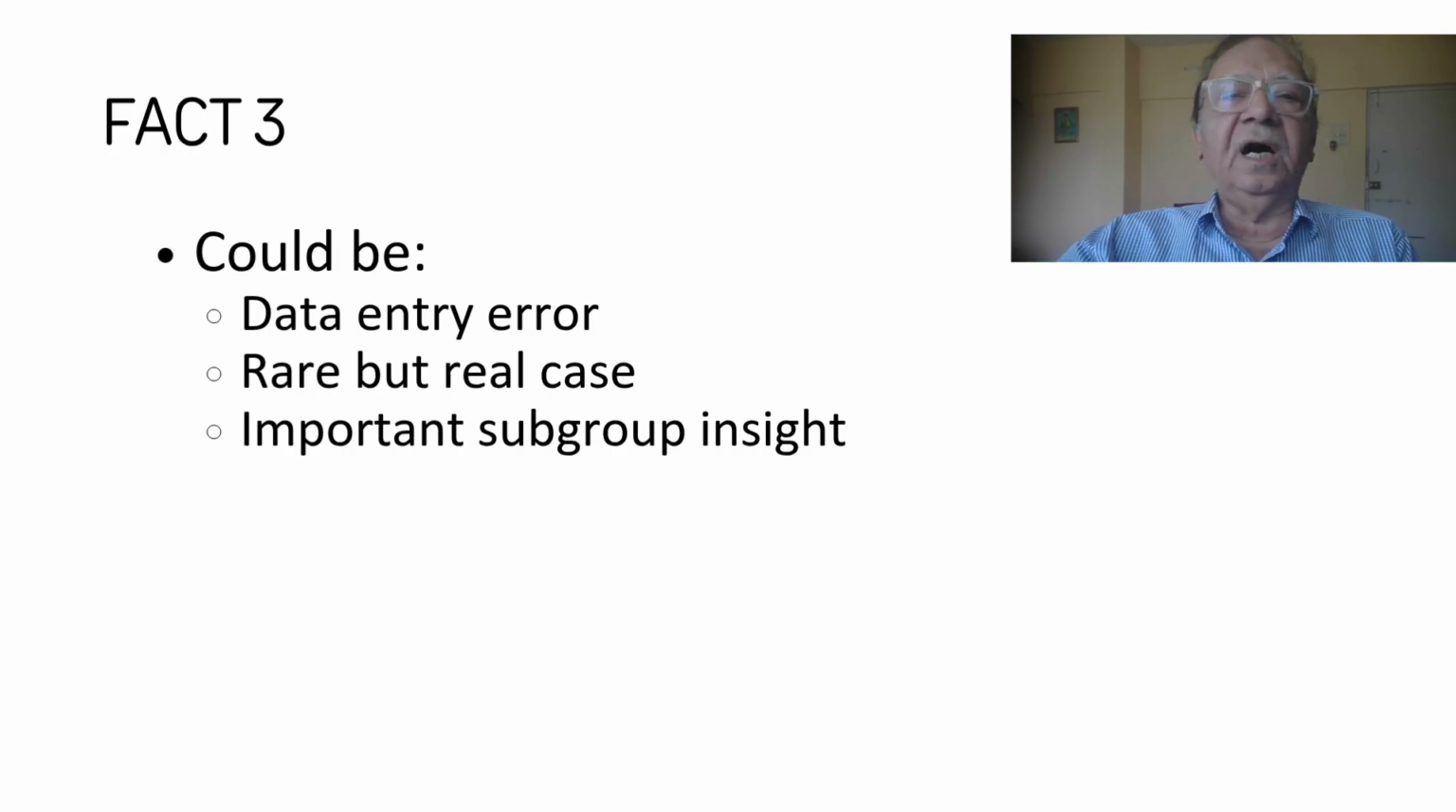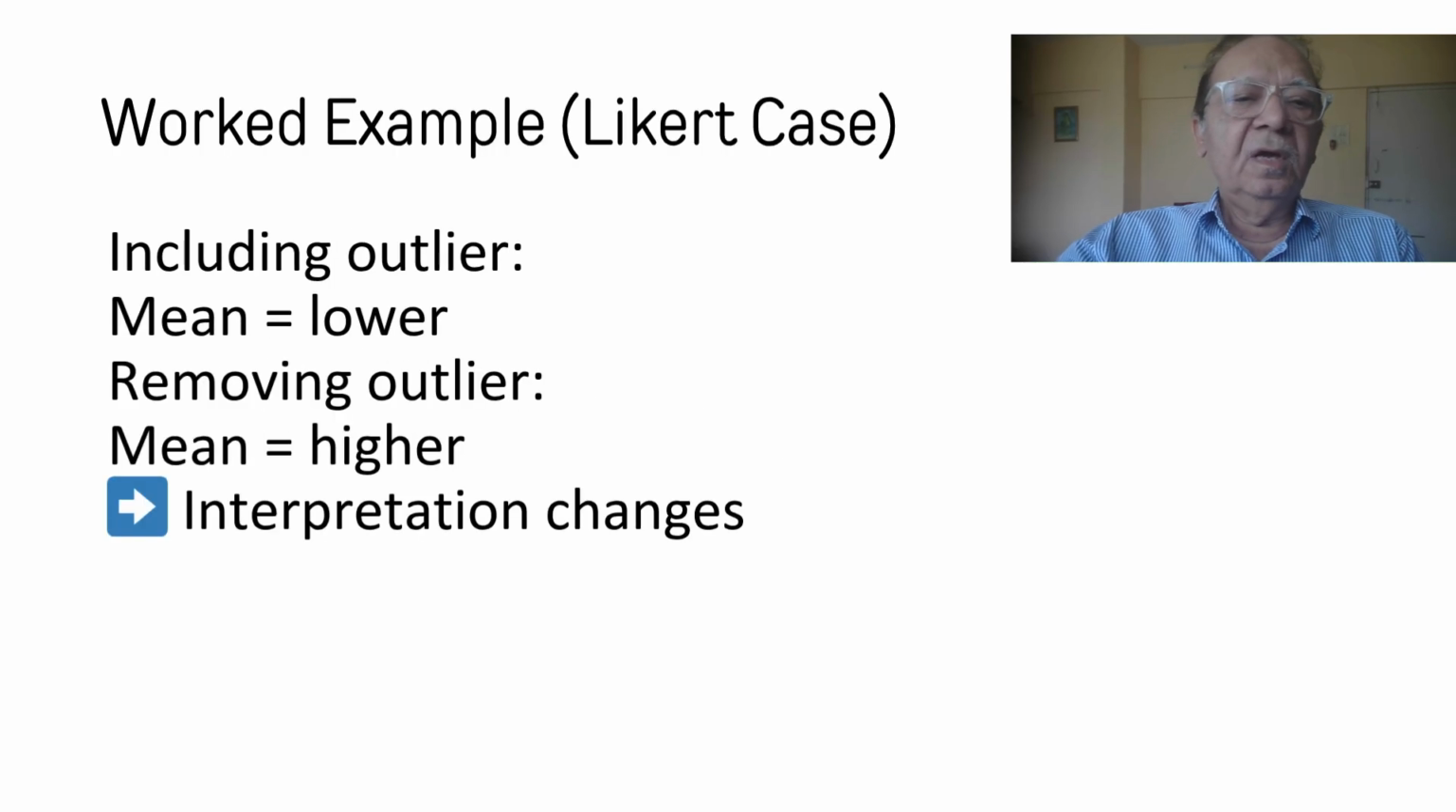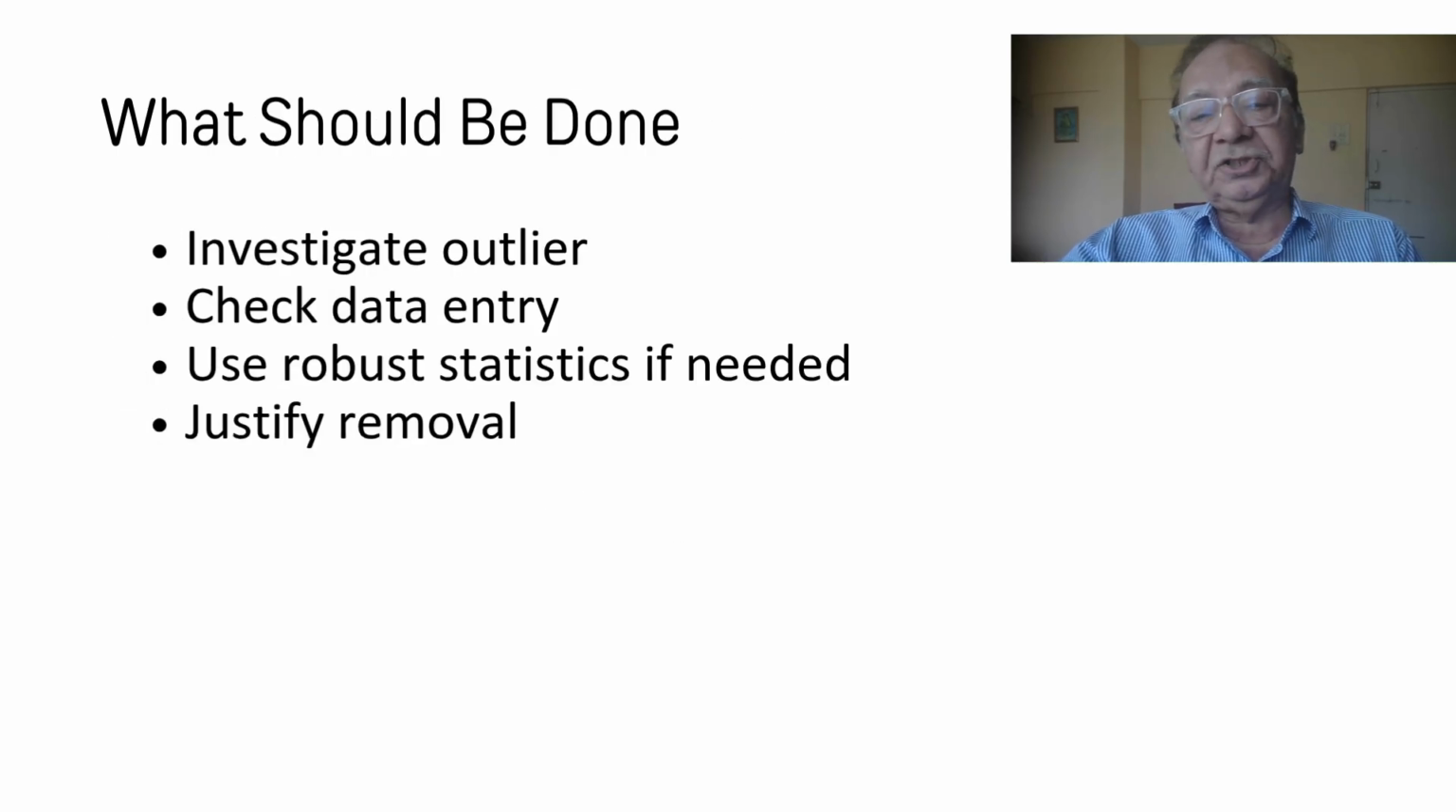Let us see a worked example. In our Likert-scale example, including the outlier reduces the average satisfaction score. If we remove it, the average increases. This demonstrates that removing outliers can change interpretation significantly.